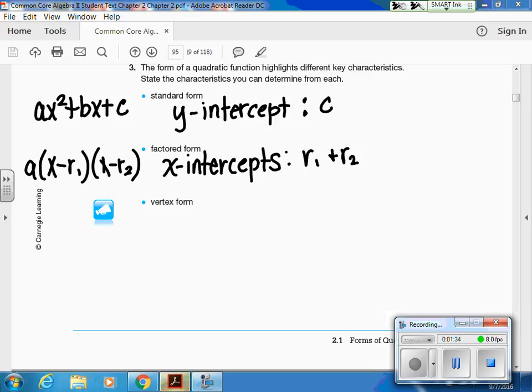Why do we have two x-intercepts? Yeah, it's parabolic. It curves and it either goes up in two different places or it goes down in two different places. Parabola. Alright?